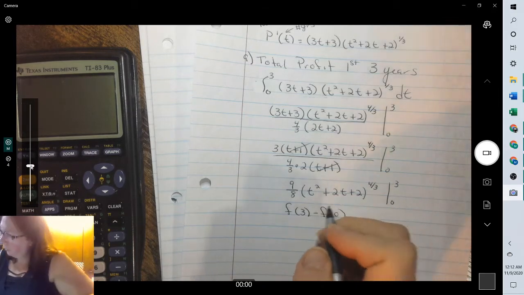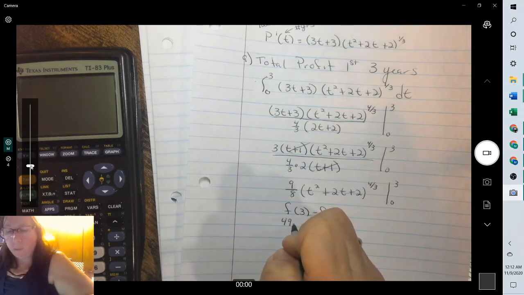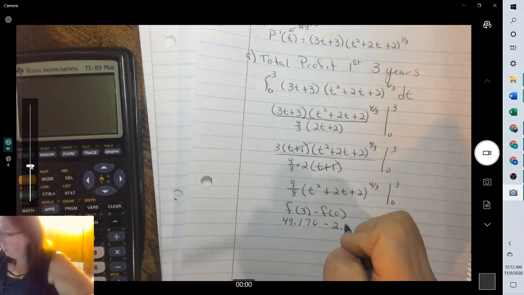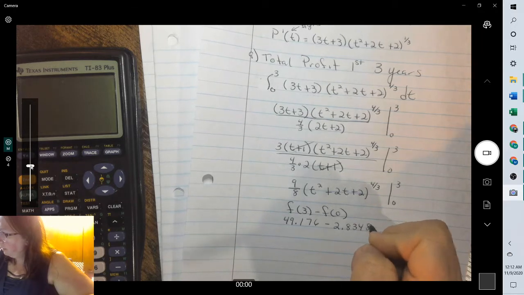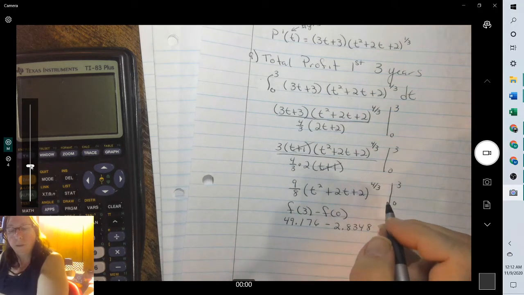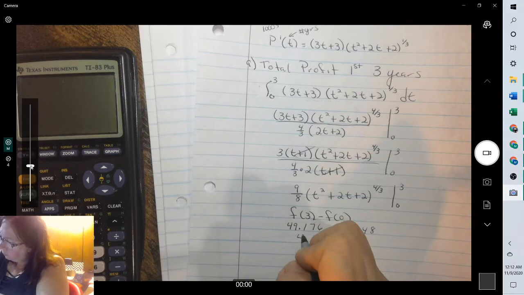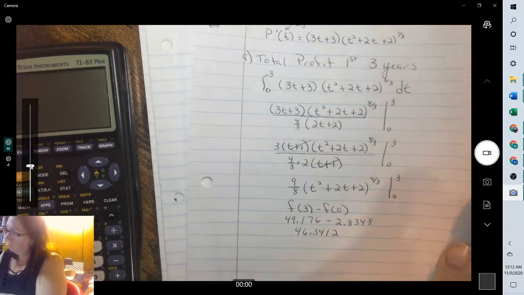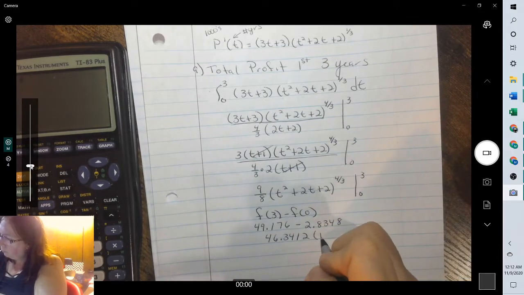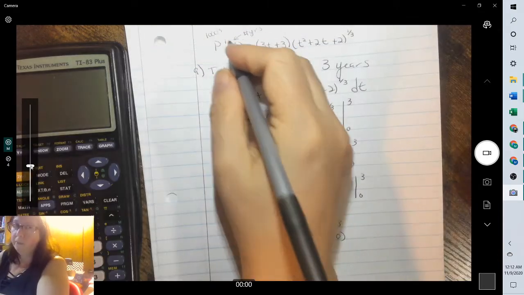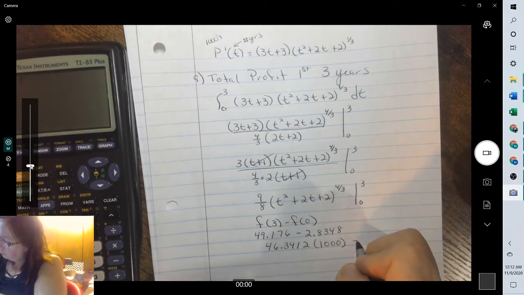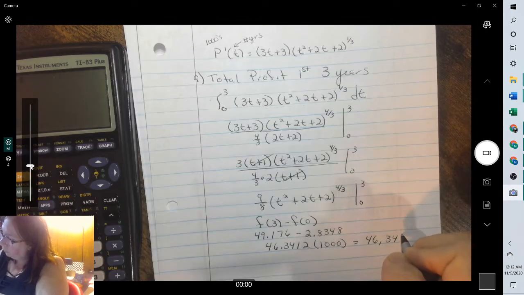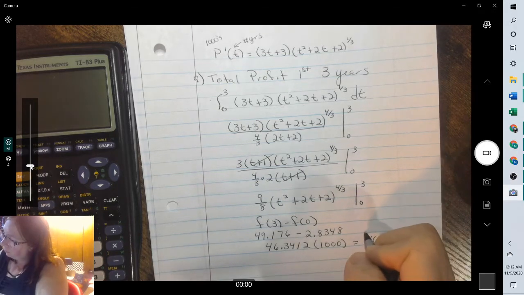So f of 3, 49.176. F of 0, 2.8348, and we subtract those to get the profit. Remember, profit was in thousands, so $46,341.20.